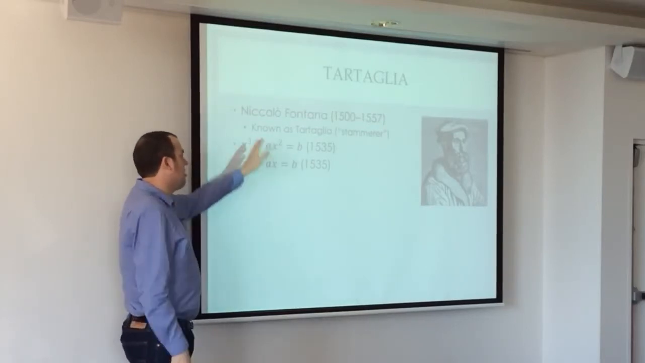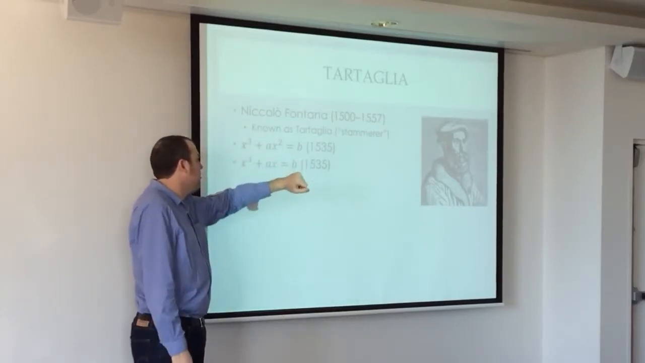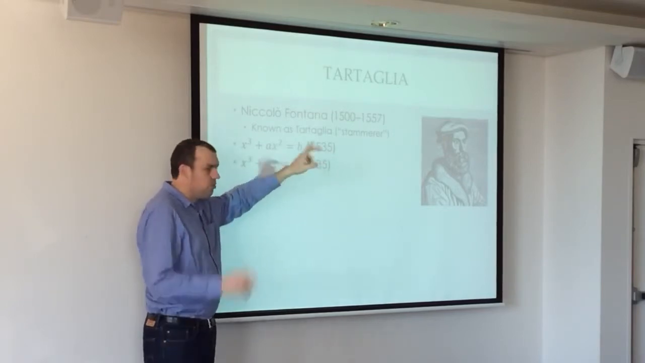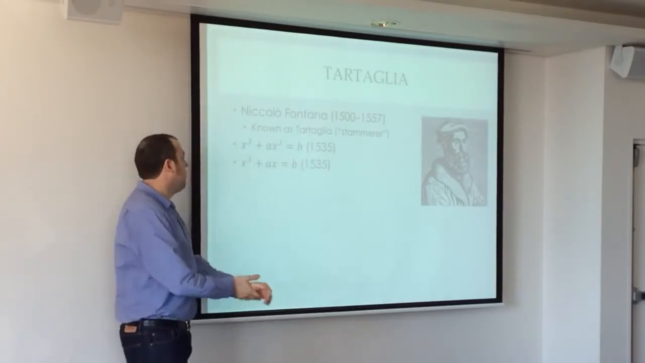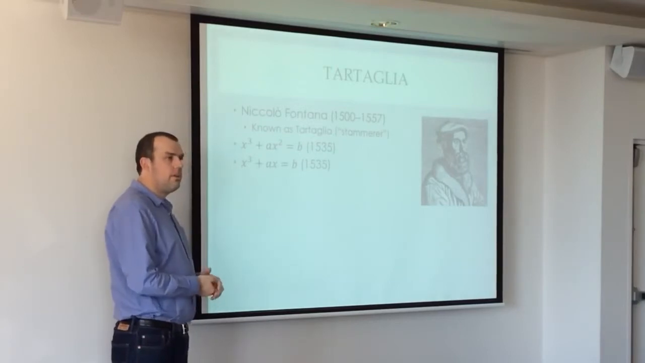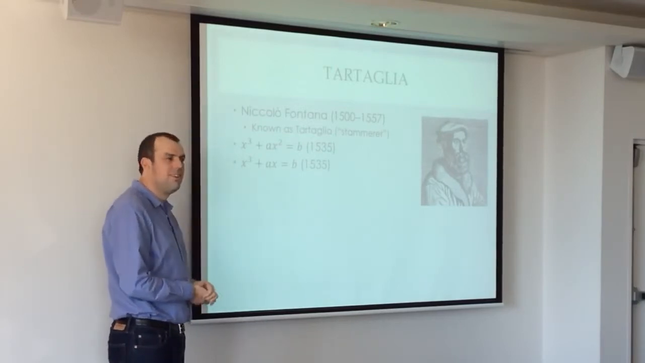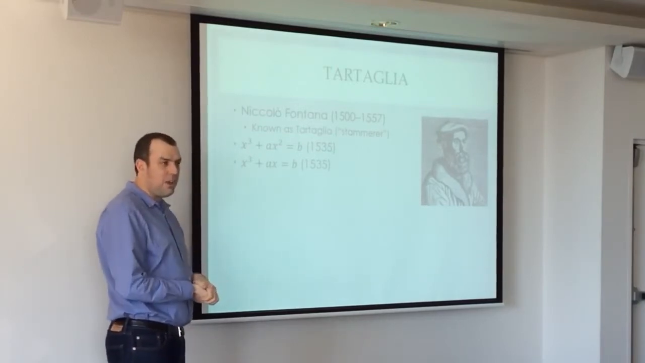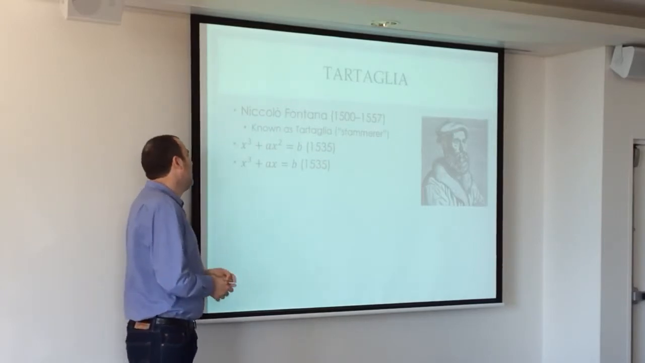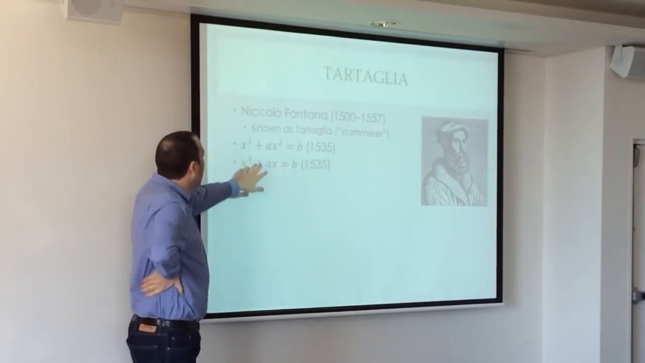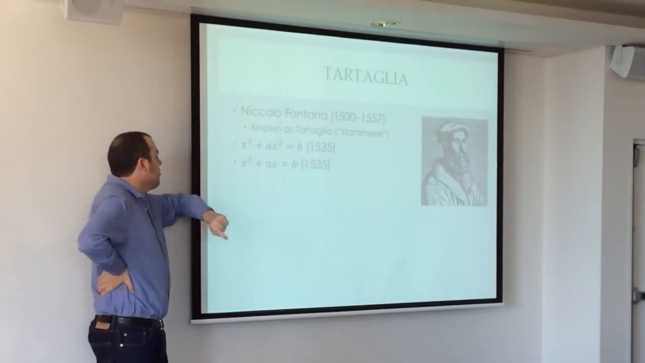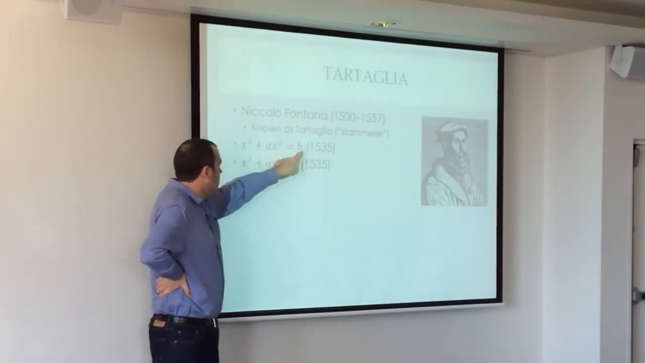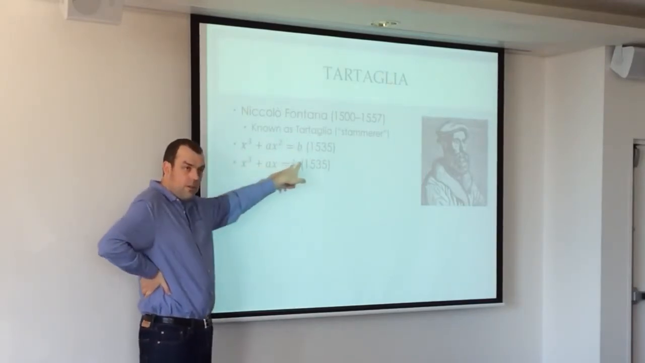So Tattaglia wasn't his name, Niccolo Fontana was his name, known as Tattaglia, called Stammerer. And is that from a sword fight or something? Rings a bell. We've probably read the same Wikipedia page. All right, his achievements were he solved a cubic of this form, 1535.